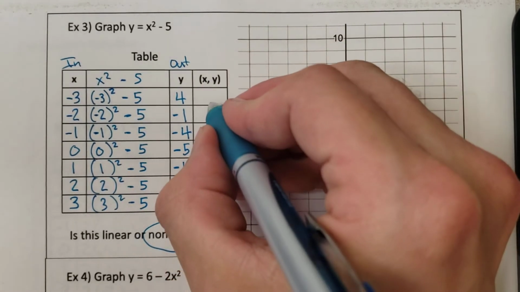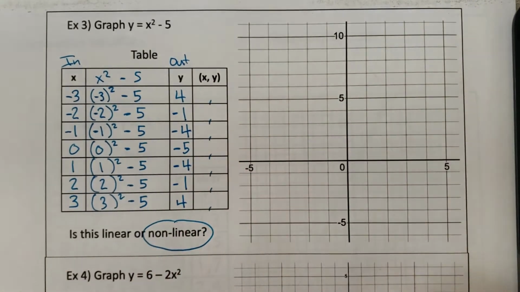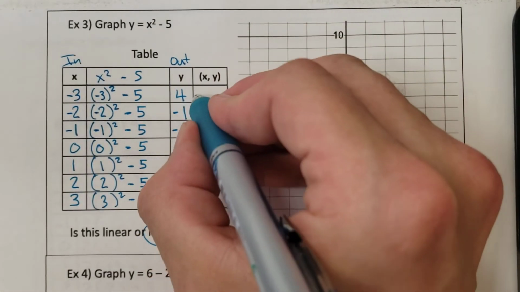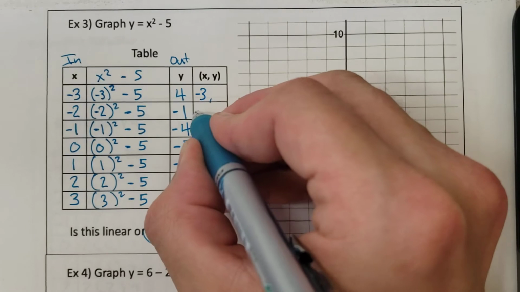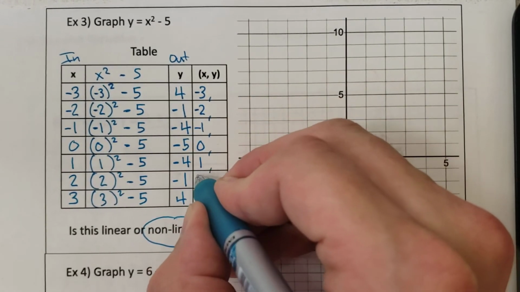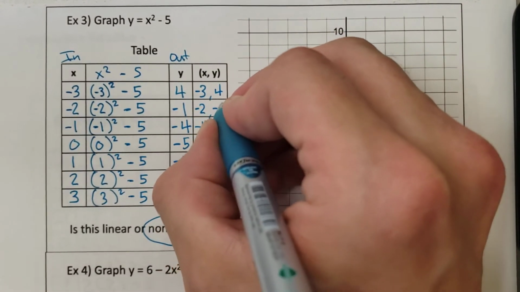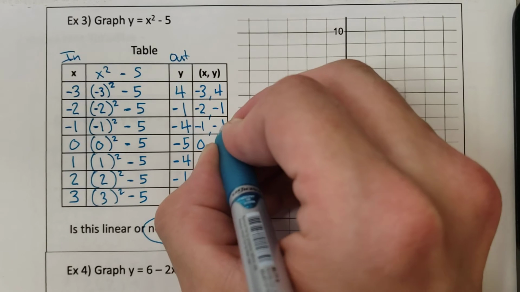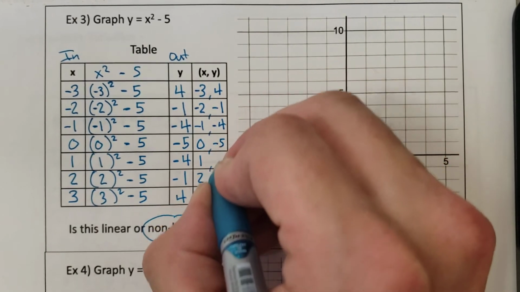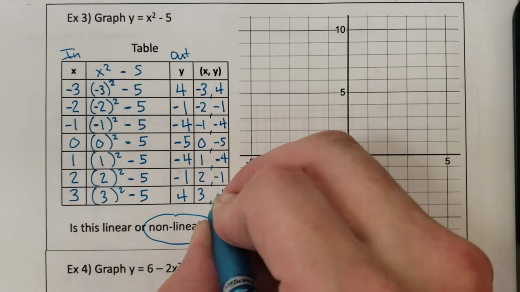Okay, so here's our ordered pairs. I'm going to put all the commas down the middle, and I'm not going to copy the parentheses. It's just kind of a waste of time. Here's all my inputs. I plugged in a -3, a -2, a -1, a 0, then a 1, then a 2, then a 3. And then I got a 4, then a -1, then a -4, then a -5, and then a -4, then a -1, and a +4.